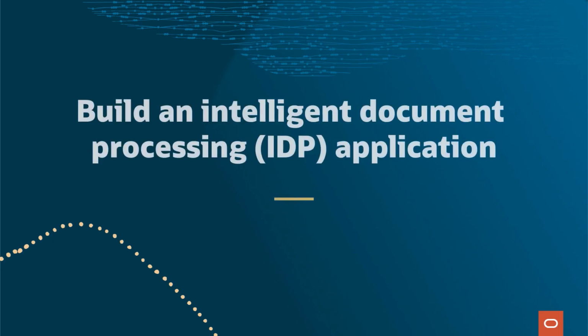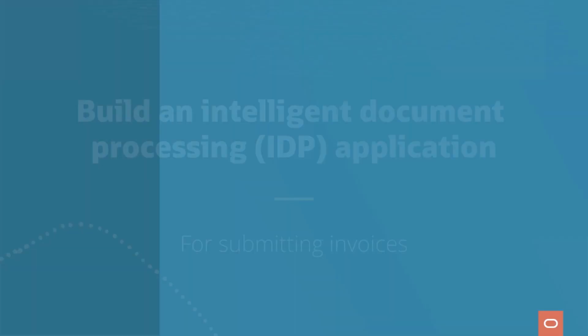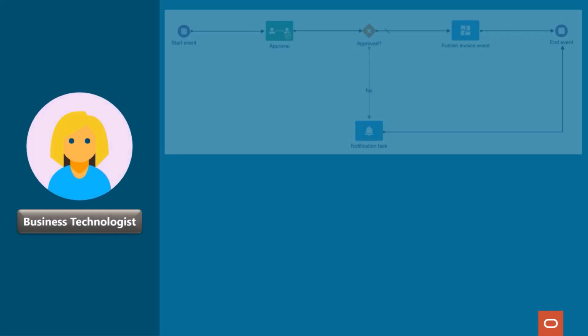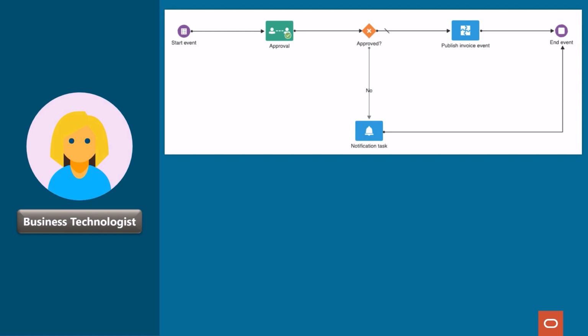We finished building the back-end components. Now, let's build an intelligent document processing application where a purchaser can submit an invoice that they receive from a supplier. A business technologist builds the IDP application using the process capability in Oracle integration.